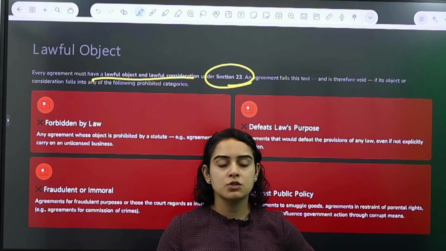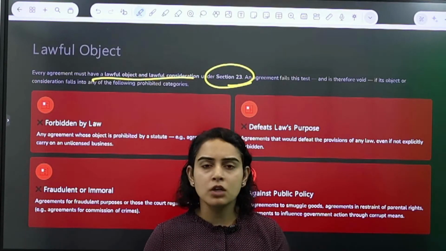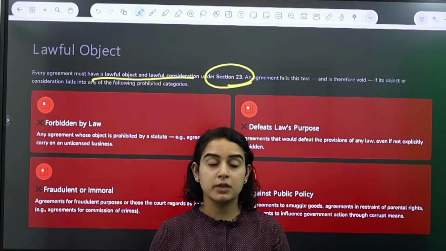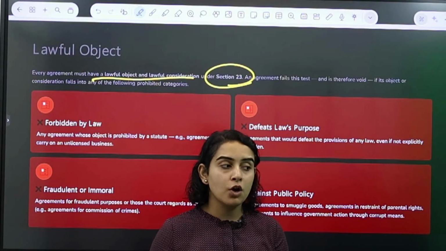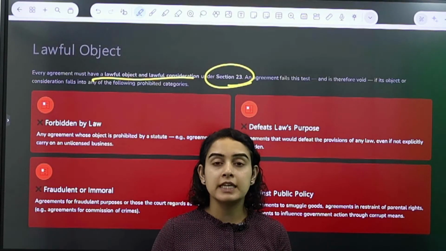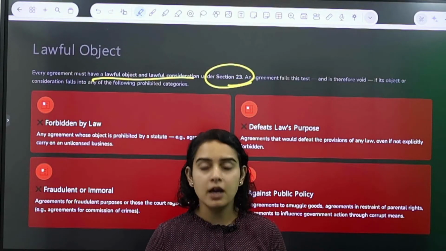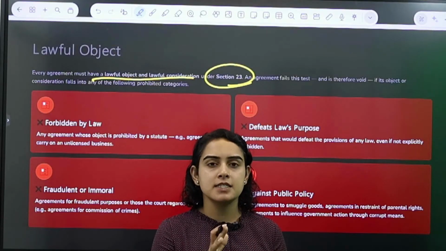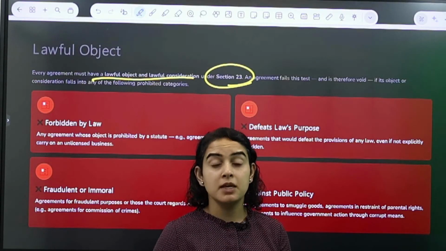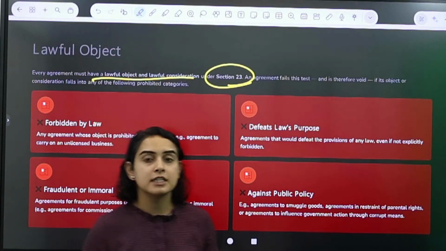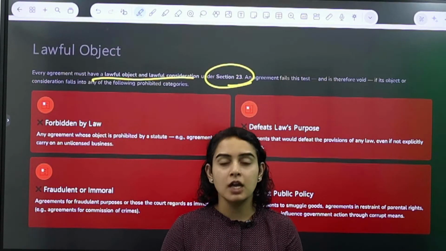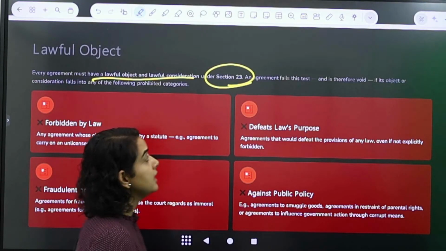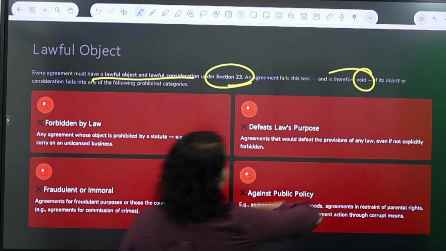If your contract is, let's say, to sell your car, selling something is not illegal, it's not forbidden by law. So the purpose is lawful. But now let's say you are entering into a contract of killing someone, contract killing. In that case, the objective behind it is not legal. It's forbidden by law. It's a crime that you are doing. So that contract will be a void contract. It will not have any legal validity.